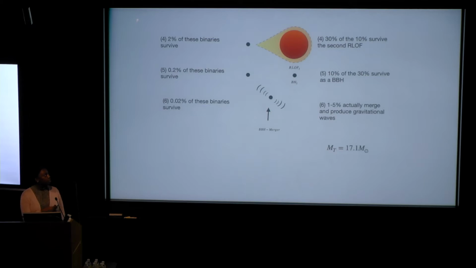Eventually, after we are left with our two black holes, we get a merger, which produces a gravitational wave event. Out of all binaries in the universe, only 0.02% are close enough to merge in Hubble time. So the takeaway from this figure is that it's very difficult to produce these mergers. And one of the biggest uncertainties is what happens during Roche lobe overflow that produces a merger in Hubble time.